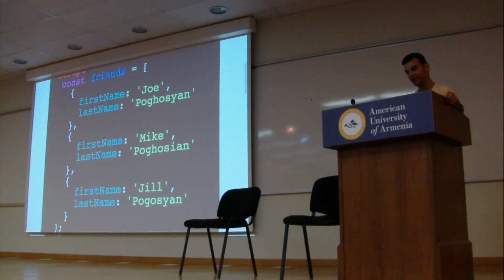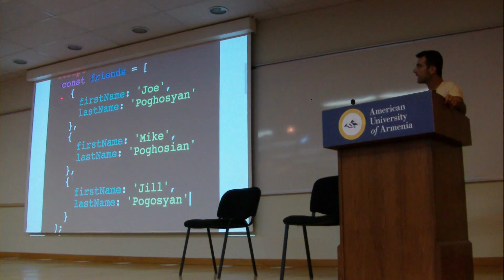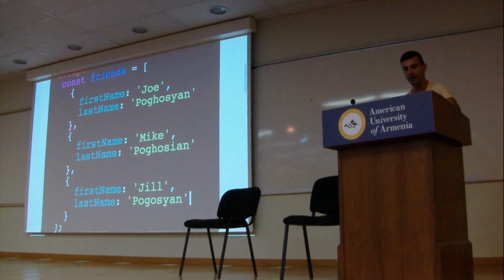Ah, yeah, okay. Okay, so what I have here is a list. At index 0, I have an object, which contains in it first name and last name. At index 1, I have this object containing this information. And at index 2, I have this information. Yes? Okay.